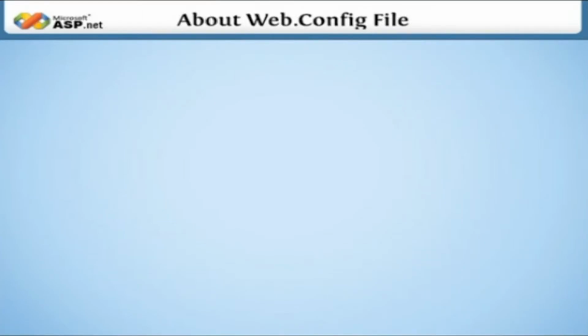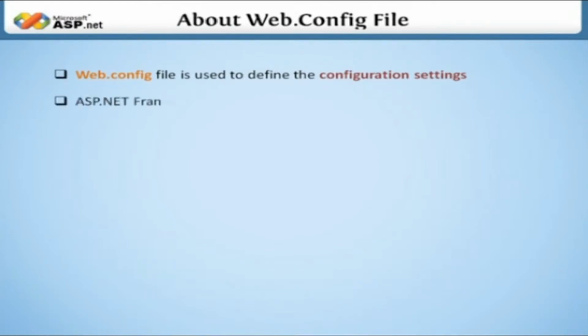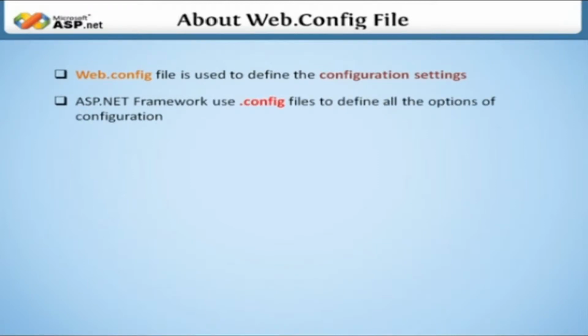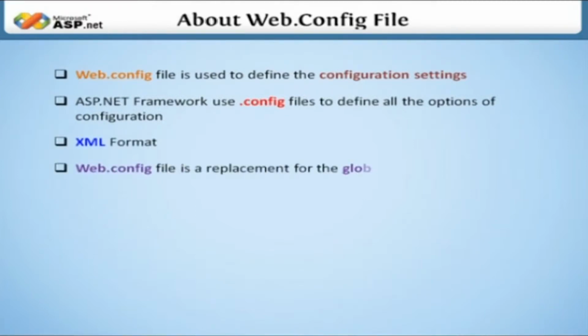About Web.Config file. The ASP.NET Web.Config file is used to define the configuration settings for an ASP.NET application. ASP.NET and the .NET framework use the config files to define all the options of configuration. The Web.Config and other config files are in XML format. We can say that Web.Config file is a replacement for the global.asa for retrieving website setting.